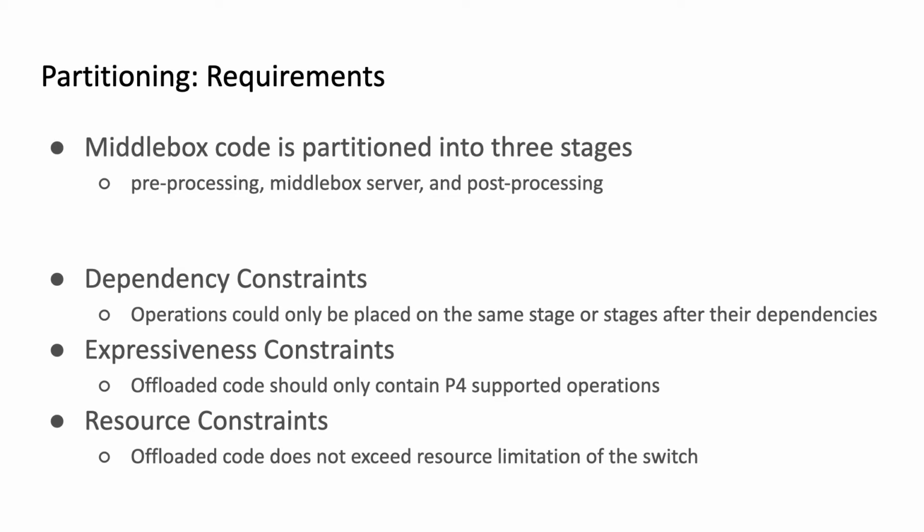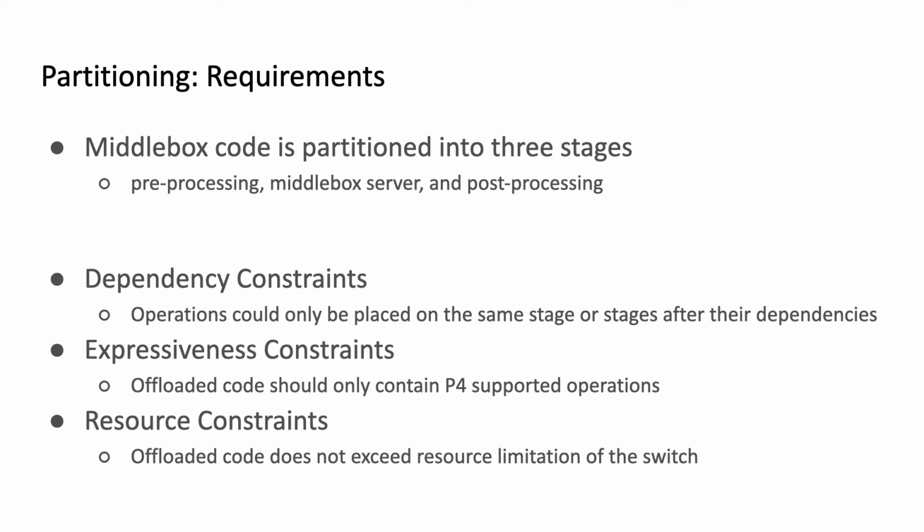As a concrete example, let's now consider operations A and B, where operation B depends on operation A. Now, if operation A is partitioned to the middlebox server stage, then operation B can only be placed on the middlebox server stage or the post-processing stage. B cannot be put on the pre-processing stage because by doing so, you will reorder the execution order of A and B, and therefore change the behavior of the program.